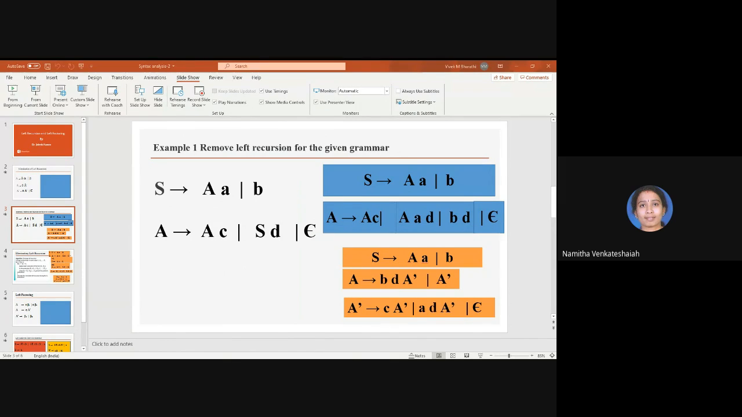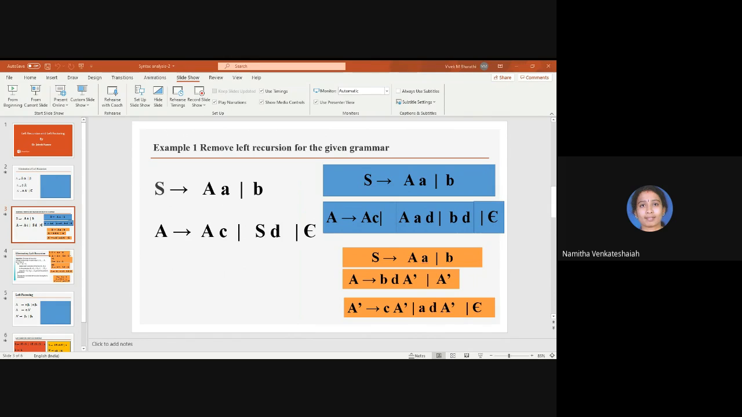So you have to just remember, if A produces A alpha or beta, then you will be writing A produces beta A dash, and A dash produces alpha A dash or epsilon. If you remember that one thing, you will be able to solve any problem. Okay, next let us continue.